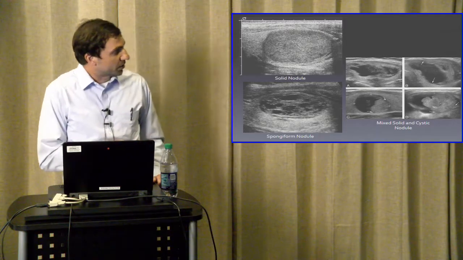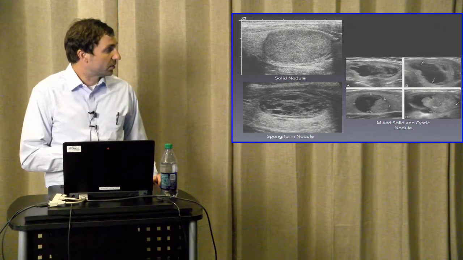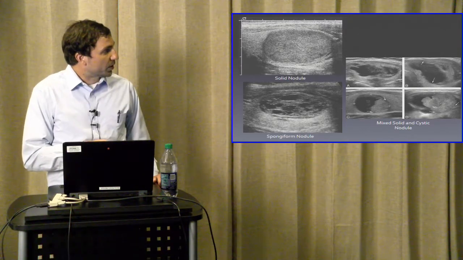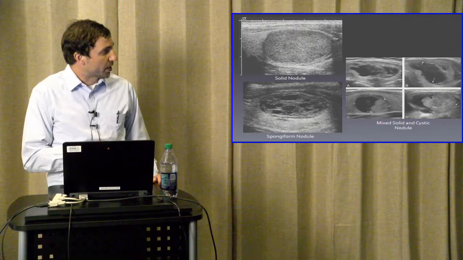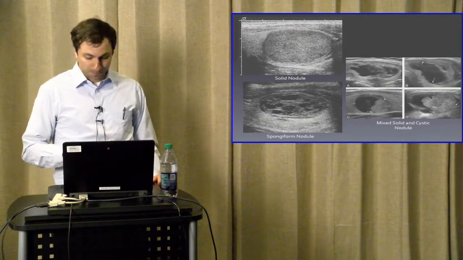This is what we would consider a spongiform nodule. It consists of small cystic spaces, not to be confused with a solid and cystic nodule where you have these rinds of soft tissue or thick echogenic septations.